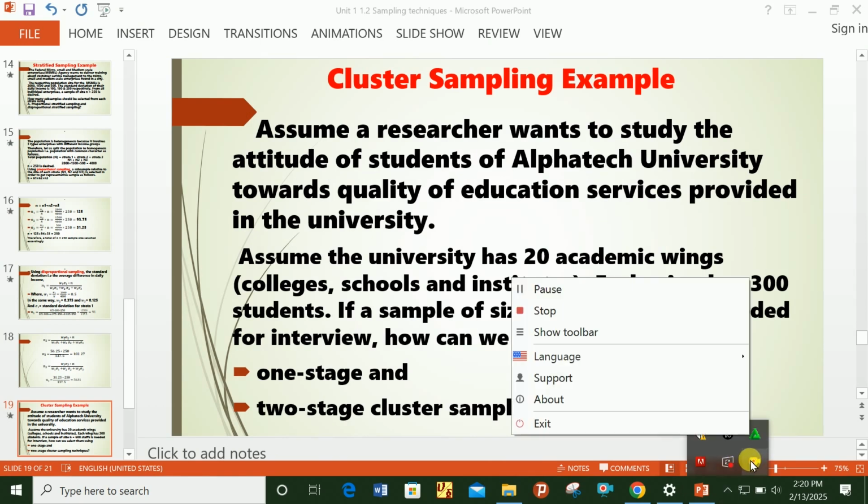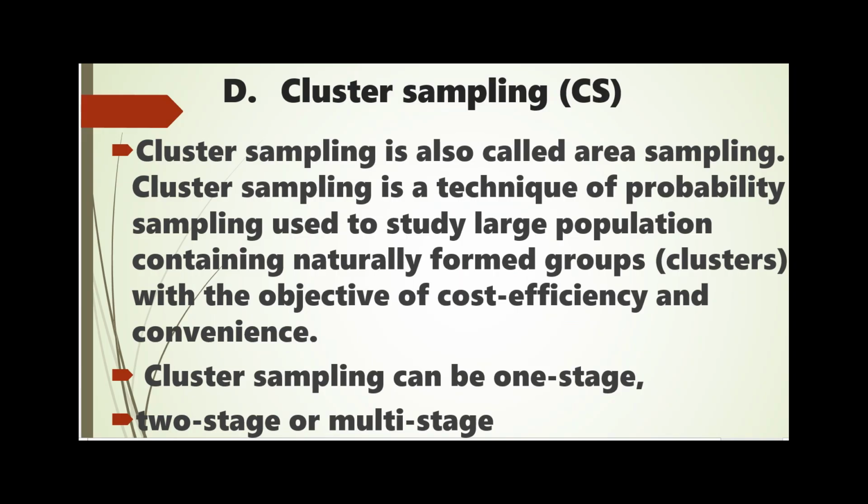Cluster sampling. Cluster sampling is also called area sampling. Cluster sampling is a technique of probability sampling used to study large populations containing naturally formed groups, clusters, with the objective of cost efficiency and convenience. Cluster sampling can be one-stage, two-stage, or multi-stage.